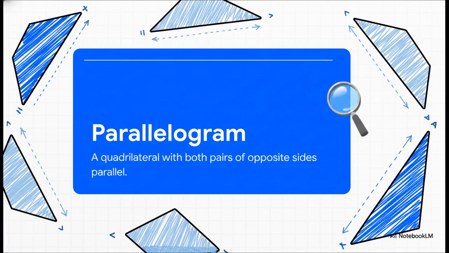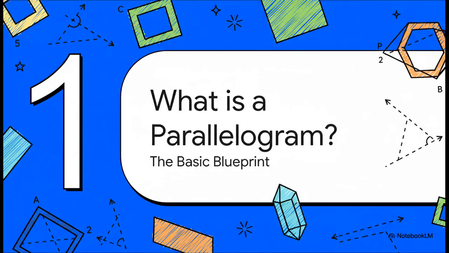So, what's the official definition? A parallelogram is a quadrilateral, which is just a fancy word for any four-sided shape, where both pairs of opposite sides are parallel. That's it. That's the one core rule, and every other amazing property we're about to uncover stems directly from this one simple idea. So let's make sure we have that basic blueprint down cold.